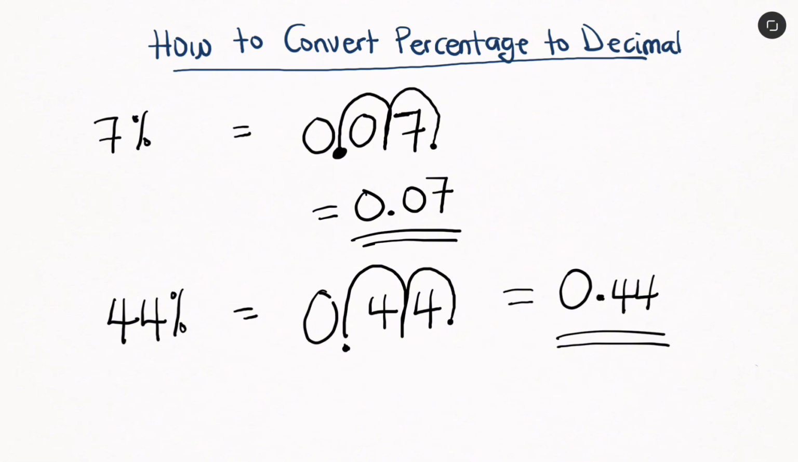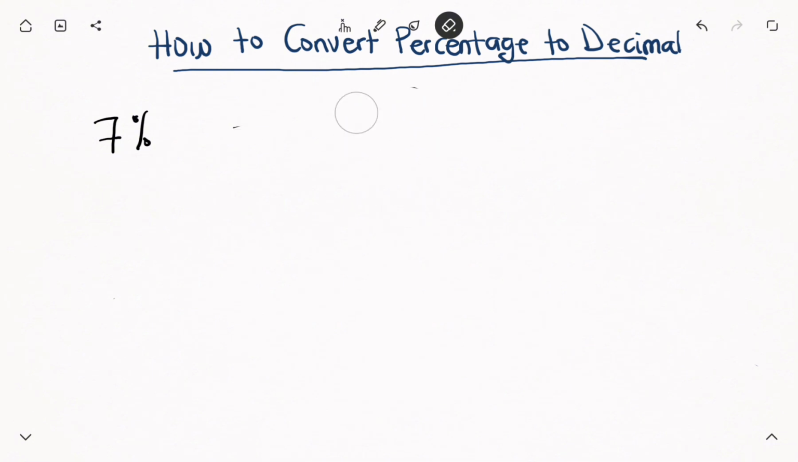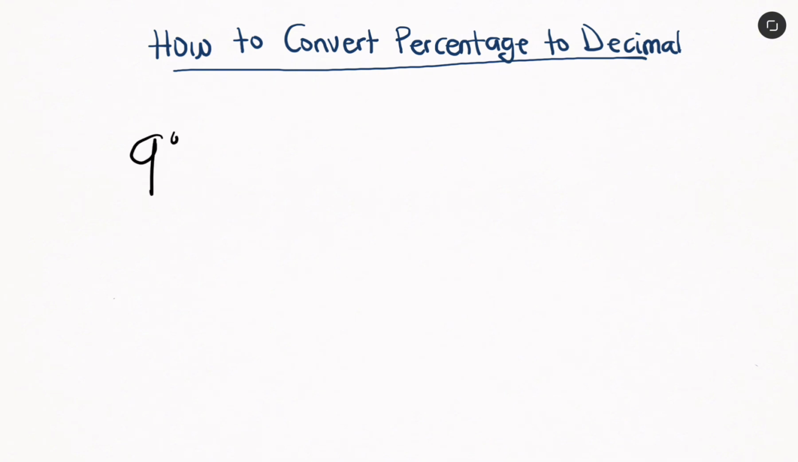Okay, we can go on and on and on, but it's still going to give you the same answer. Let's try one more example to further understand before I give you your assignment or homework. All right, so let's look at 9%. Okay, 9% is very easy.